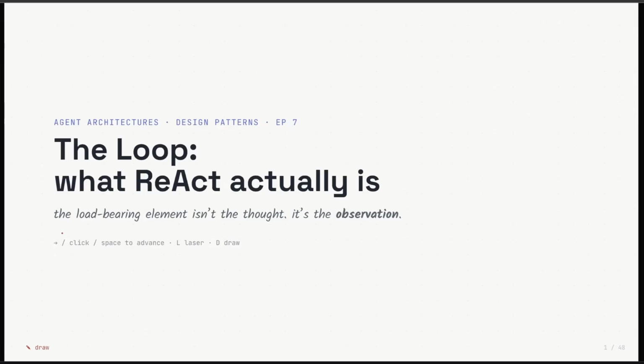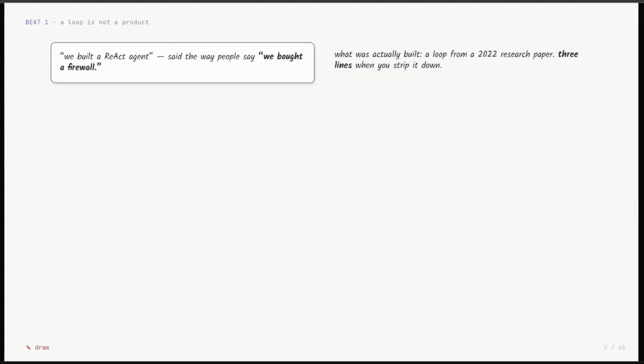Today's episode is called The Loop. What ReAct actually is. The load-bearing element isn't the thought, it's the observation. So sometimes in meetings you hear someone say, we built a ReAct agent.